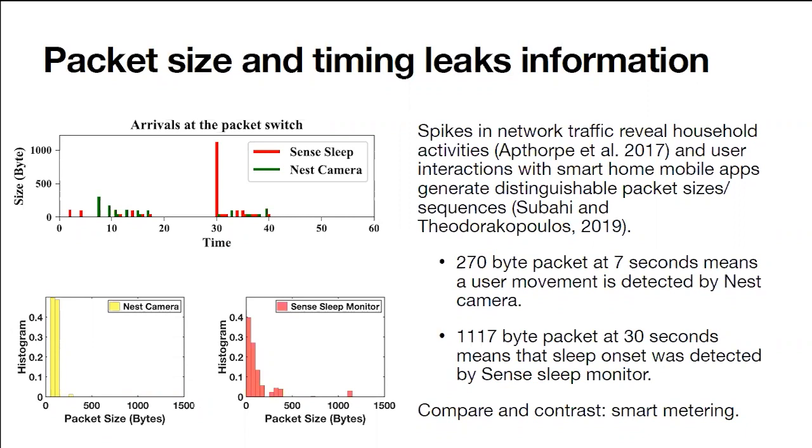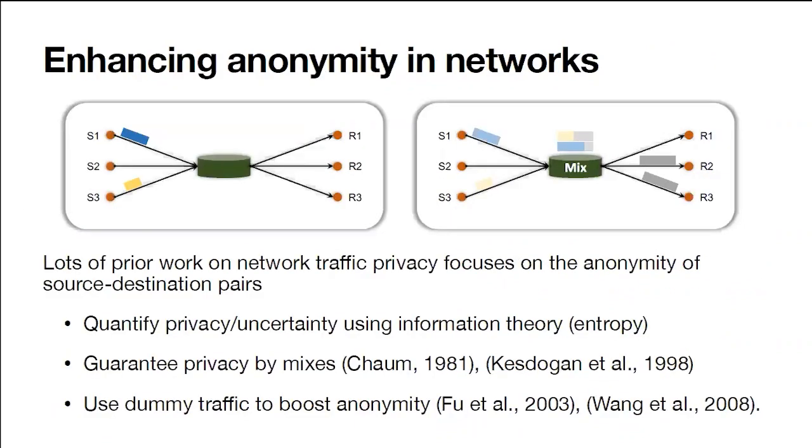And so that's why I ask you to compare and contrast to well-known problems that we see when people talk about smart metering for power networks. A lot of work on network traffic privacy focuses on anonymity of source-destination pairs. So you want the router to do some packet mixing, or somehow obfuscate the source and destination. Privacy there gets quantified using entropy or some other information-theoretic quantity. And one of the standard techniques there is to do mixes, which were introduced by Chaum in a very forward-looking paper in 1981.